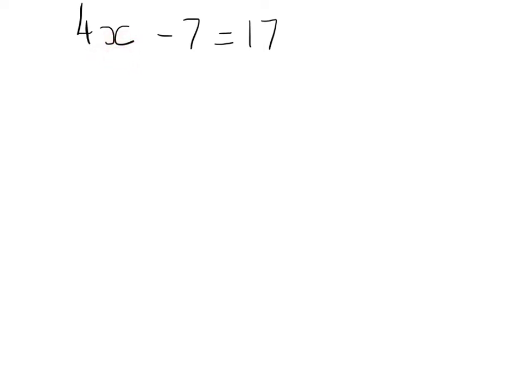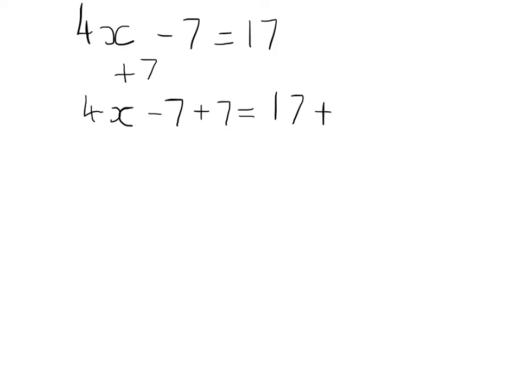So let's begin. First of all, what can we get rid of? Well, we want x on its own. We don't want this negative 7 there. No, thank you. So what can we do to get rid of negative 7? We can plus 7. Okay, so 4x, take away 7, plus 7, and this is the key. Whatever we do to one side, we must do to the other side. Doesn't matter what you do, if you do it to one side, you must do it to the other. So we can balance the equation.